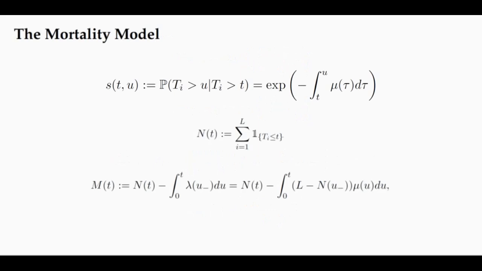And NT is a compound Poisson process. NT is an inhomogeneous Poisson process, where the trend can be subtracted to obtain a martingale MT.